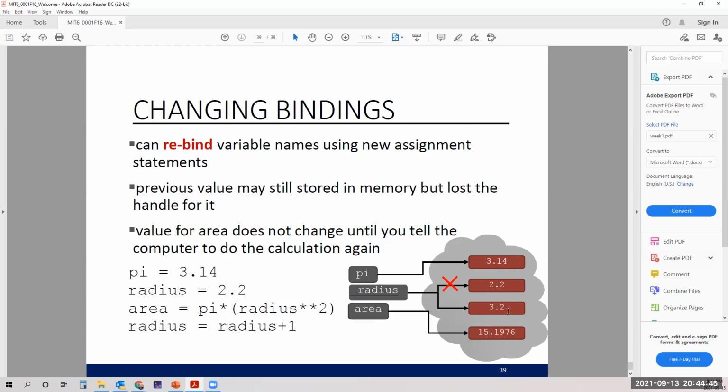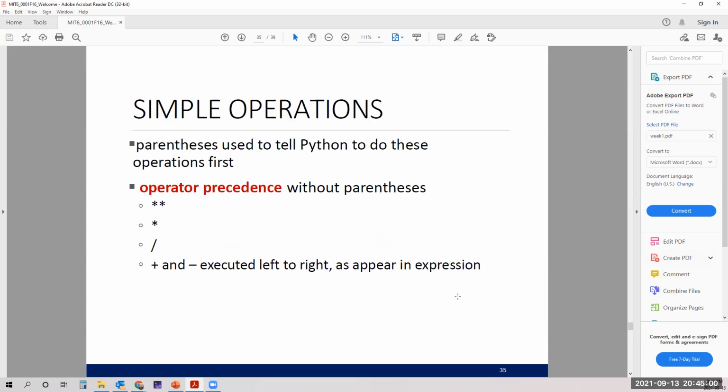So, see you next week. Professor, could you please move to page number 35? Page number 35. Okay.